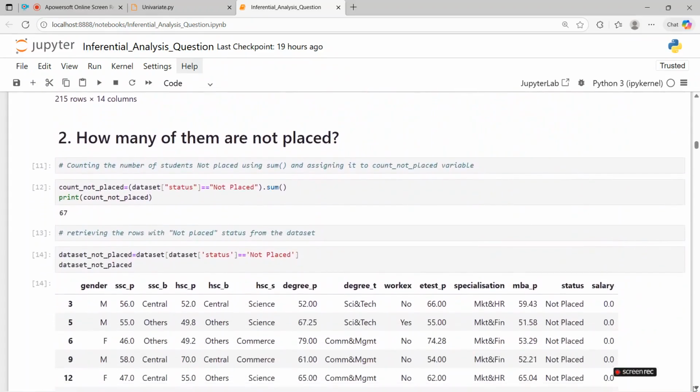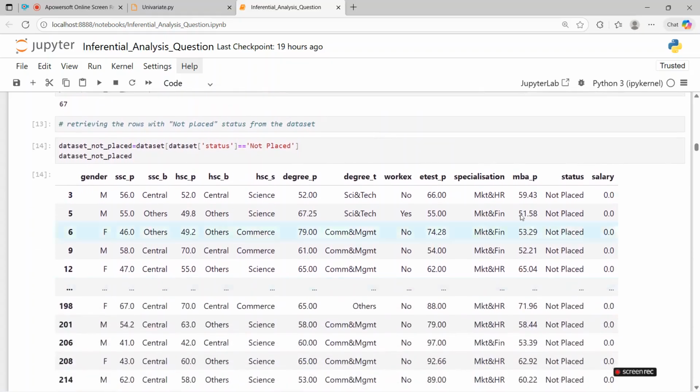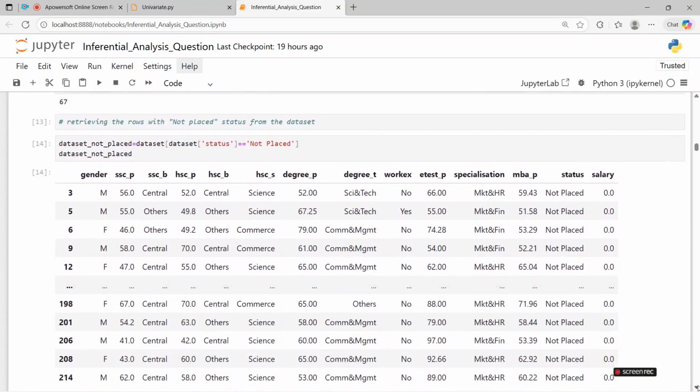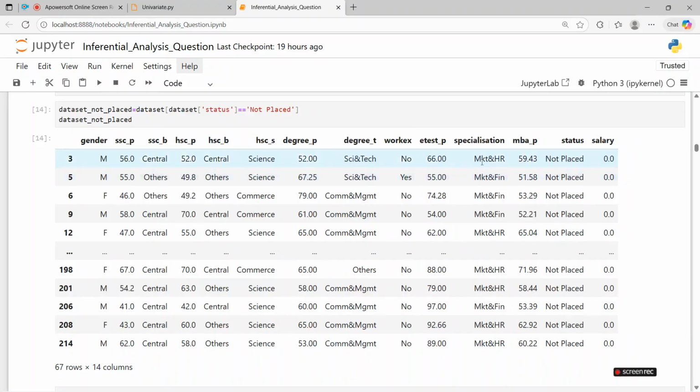So the second question is how many of them are not placed. So we need to count the number of students who are not placed from the data set. So for that we are filtering them out with the status equal to not placed from the data set and we are using dot sum for counting the number of occurrence of the students who are not placed. So there are 67 students who are not placed in the data set. We are printing all the 67 rows using the filtering condition with status equal to not placed. So we have here details of the students who are not placed in the dataset.